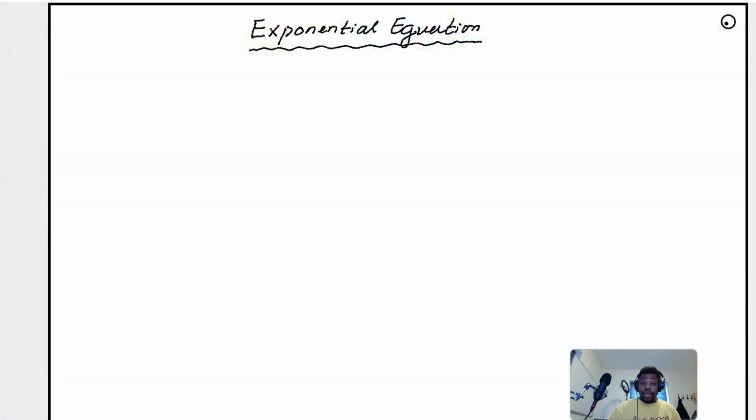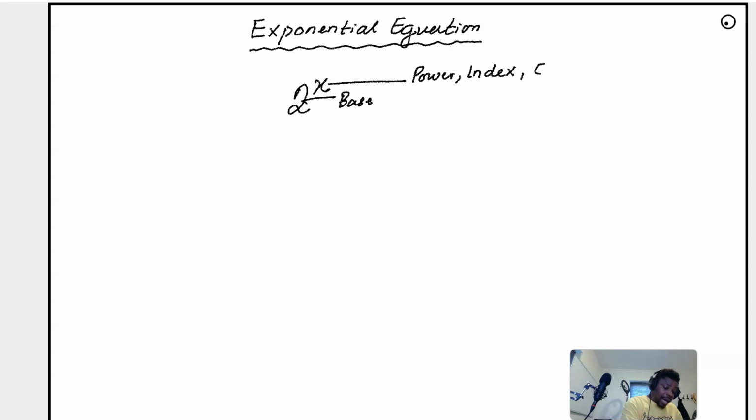An exponential equation is an equation where an indicial expression is equal to something. Remember, 2 raised to the power x is an indicial expression. This is an indices, right? Because it has the base and it has power, or you call it index, or you call it exponent.